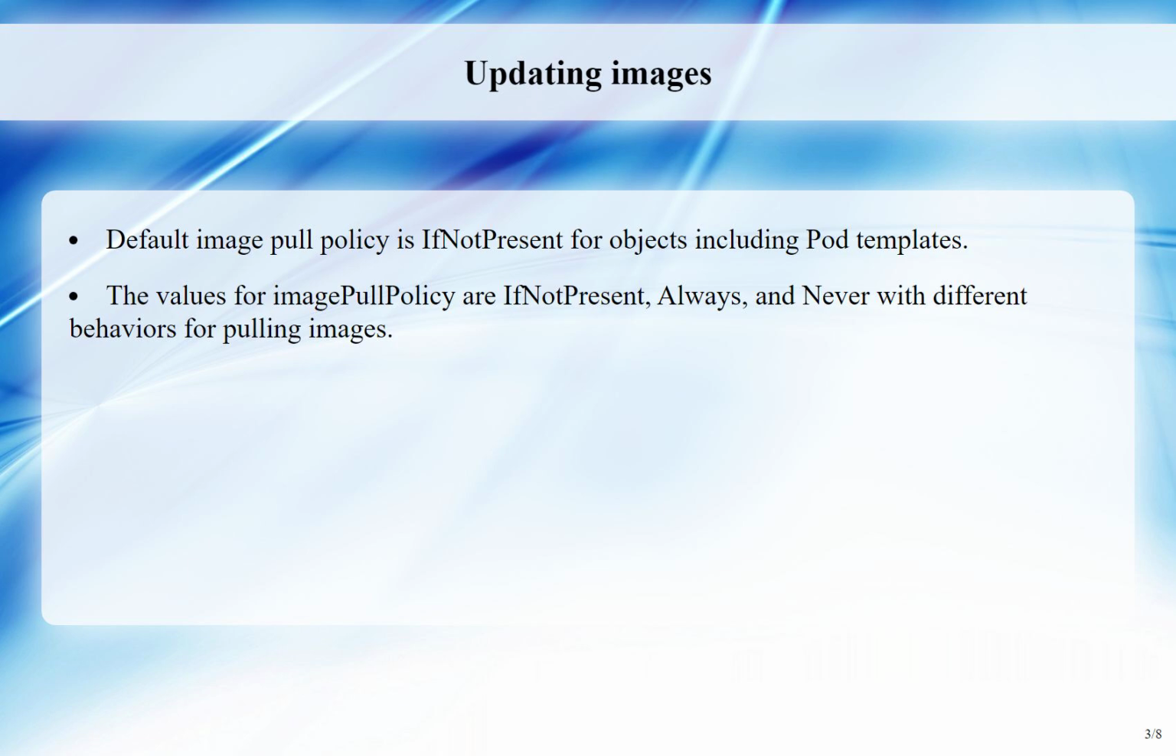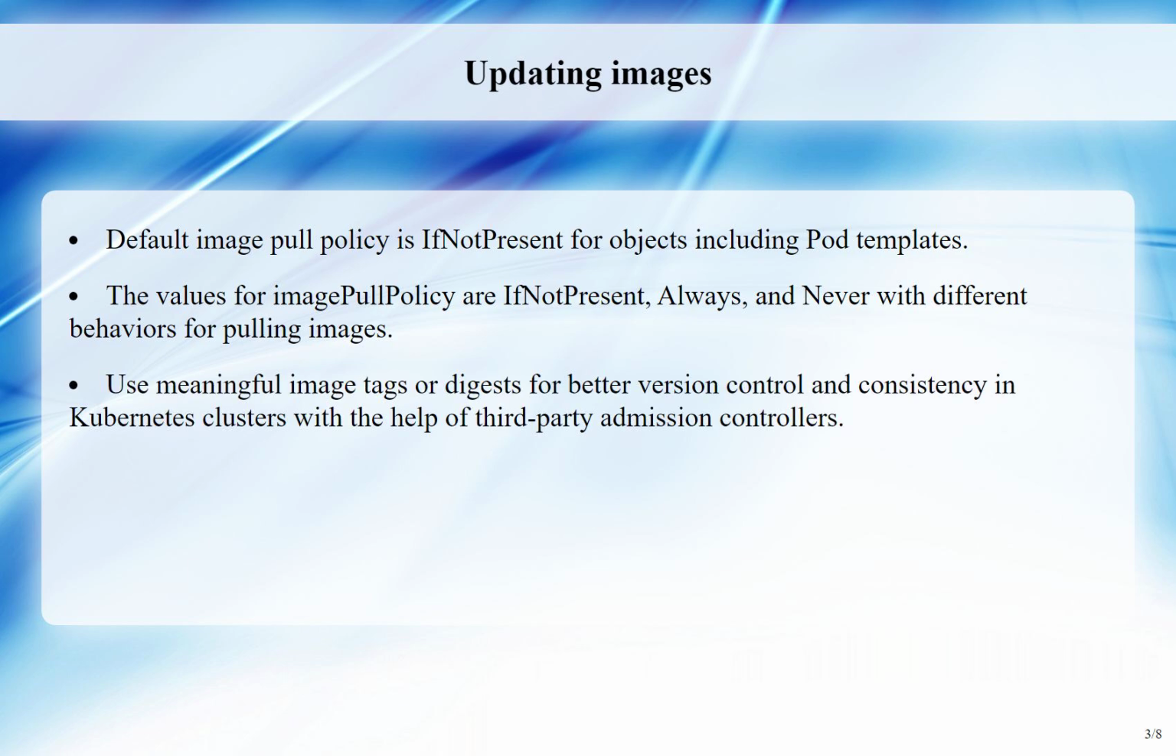IfNotPresent pulls the image only if it is not present locally. Always queries the image registry every time to ensure the latest image, and Never does not try to fetch the image, leading to a failed startup if not present locally. Using the latest tag for images can make tracking versions difficult, so it is recommended to use a meaningful tag or digest for better version control.